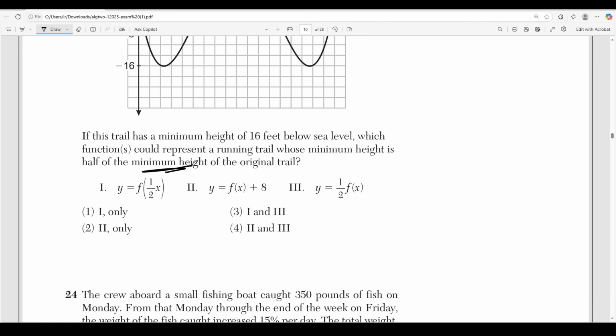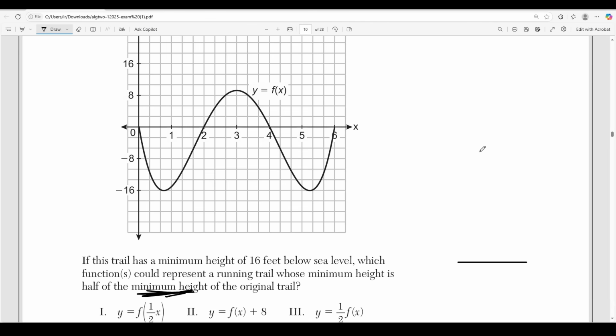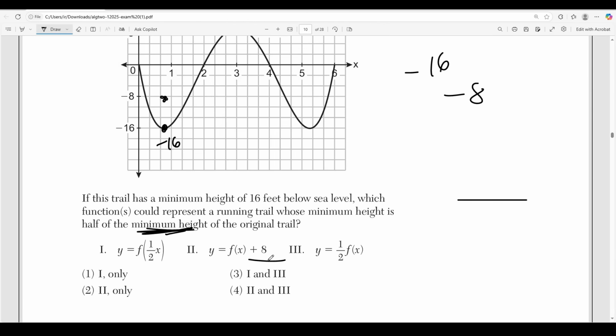So the minimum height, right, is the lowest point. Okay, so in this case, the lowest point here, we can see it's negative 16. But we want a function whose minimum height is half of that. So what's half of negative 16? Well, it's negative 8. So in other words, I want to move this function so that its lowest point is actually up here at negative 8. So what can I do? Well, I can add 8 to every single point here.